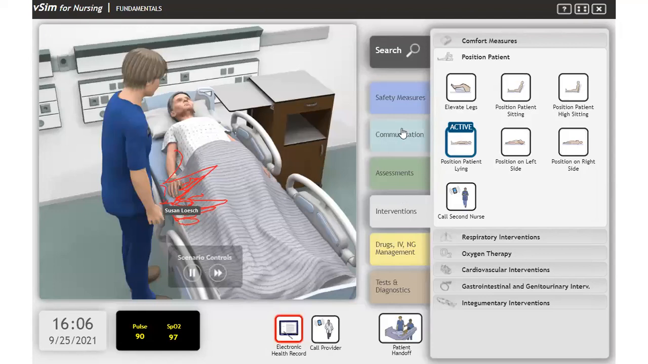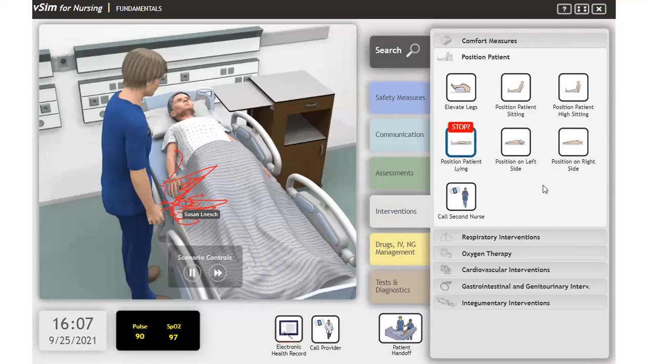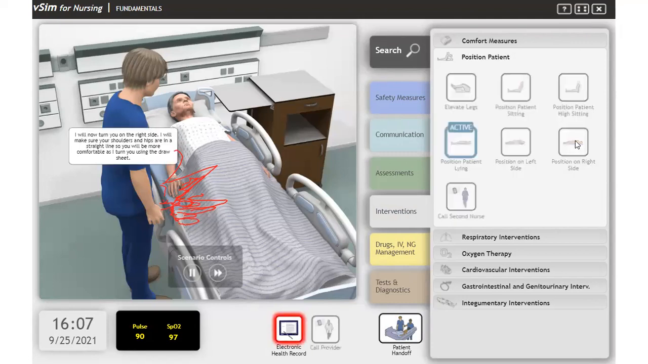All right, we're going to go back and finish. I have to do teaching with her on fall safety and education, and we have to reposition her. So we'll go back to interventions. Let's reposition her since the nurse is there. We're going to put her on the right side since she has the left hip fracture. I will now turn you on the right side.